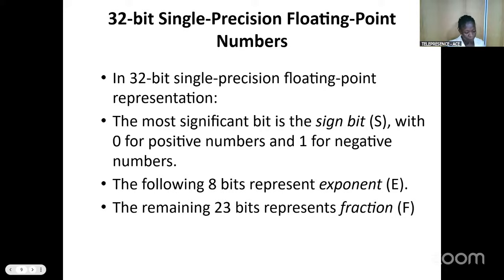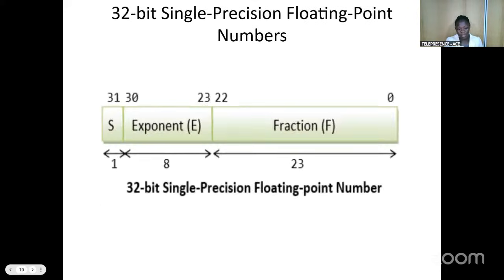Just as I've said, looking at this figure makes it clearer. When we have a whole long number that is 32 bits, the first, represented with S, is the sign bit, the exponent E is 8 bits, while the remaining 23 bits are for the fraction in the 32-bit single precision floating point.